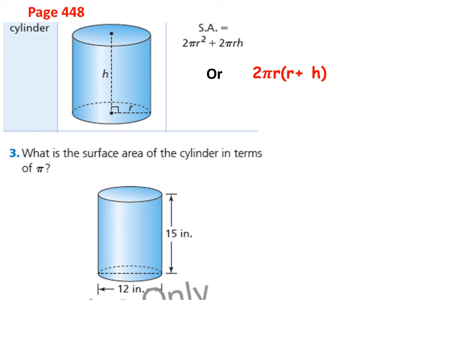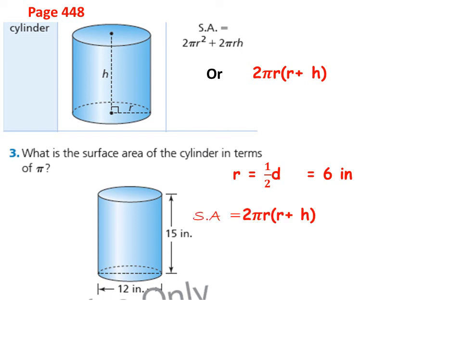Before starting, what is the radius length? The radius length is not given. The diameter length is given. The diameter length is 12 inches. So, the first step, find the radius length. The radius length is half the diameter. What's half the 12? Yes, it's 6. So, 6 inches. And the height is given. The height is 15. So, we are ready to find the surface area of the cylinder.